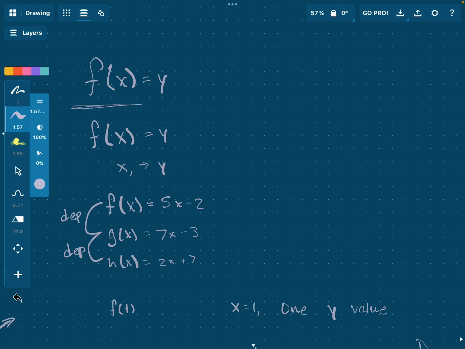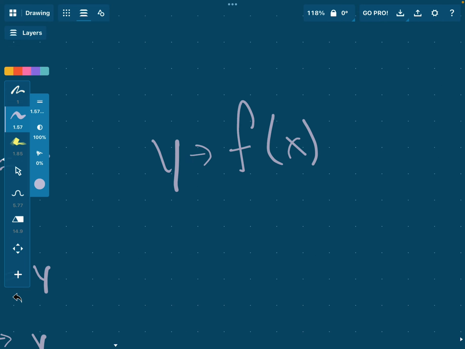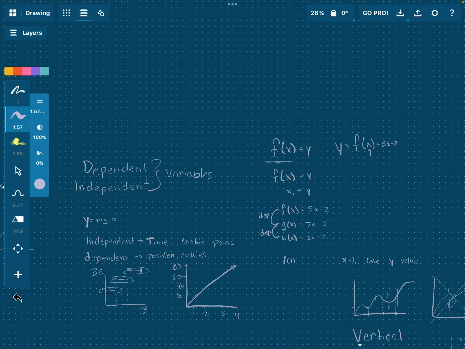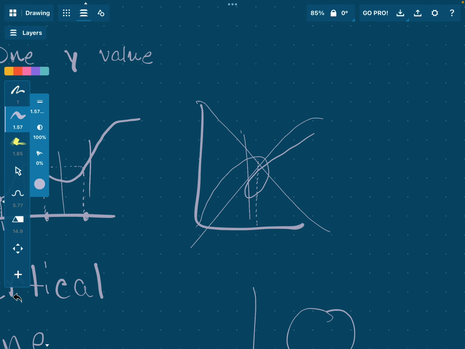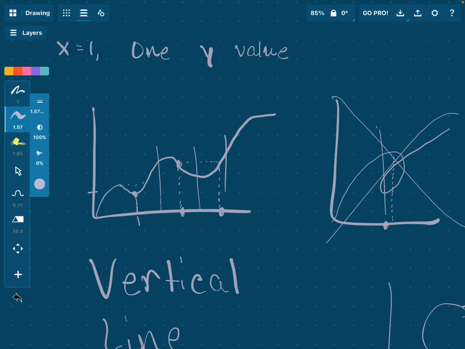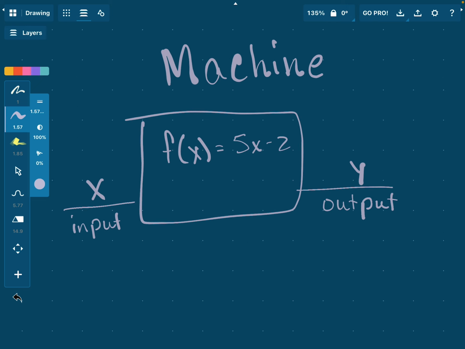We have a change of notation from y to f of x, which helps show what the independent and dependent values are, or what's the input and what's the output. And we have the vertical line test, which tells us we cannot have multiple y values for one x value. If we have an x value, it can only have one y value. Now y can repeat itself multiple times, but x cannot. And then finally, we can think of functions as machines.